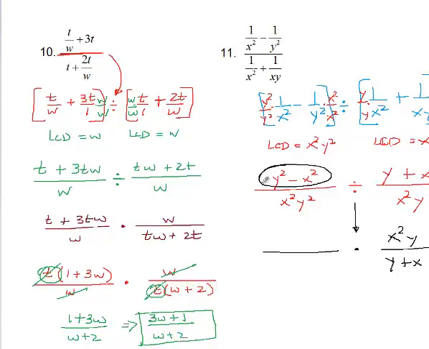Hopefully you did notice, but this is the difference of two squares. So that top one can factor. That'll factor to y minus x times y plus x. And the bottom, of course, is just x squared y squared.